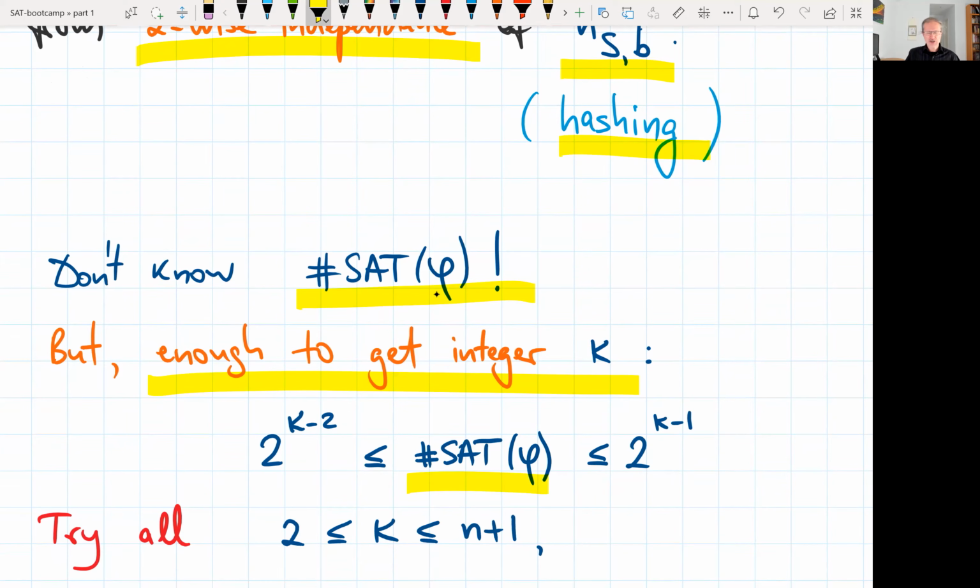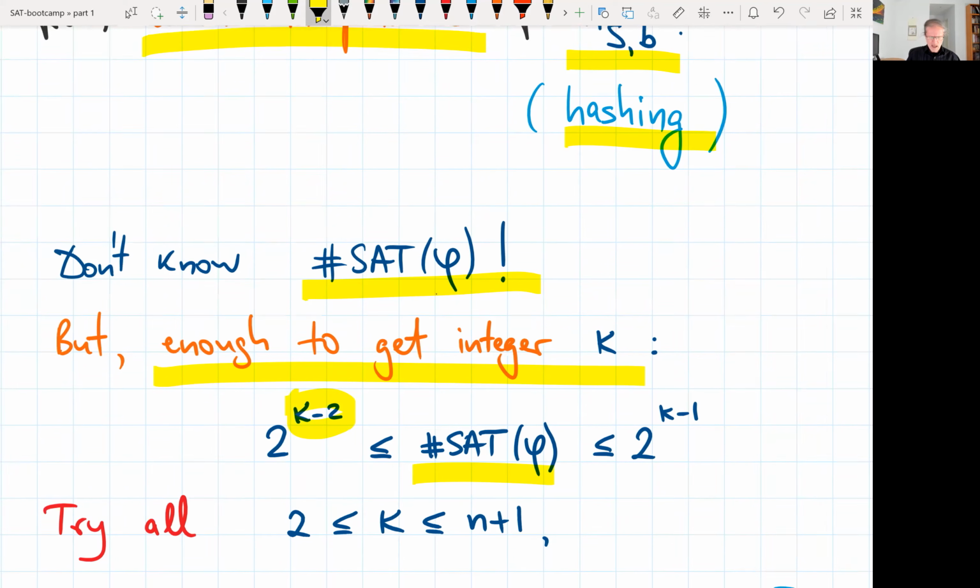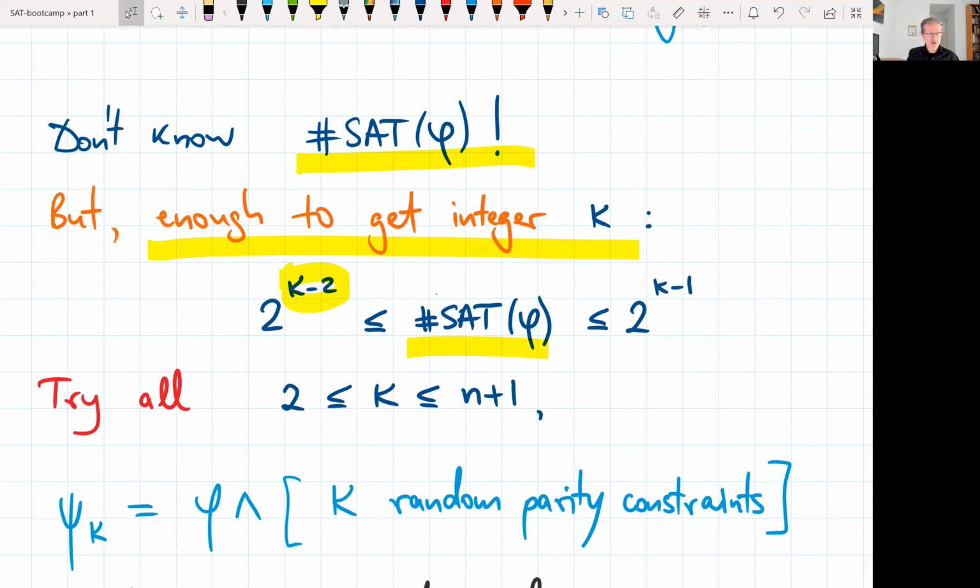Why is it good? Well, there are only n possible factors of 2 to approximate the number of satisfying assignments for phi, because the number of satisfying assignments of phi is some number between 0 and 2 to the n. So the number of powers of 2 is like 2 to the 0, 2 to the 1, 2 to the 2, and so forth, 2 to the n. So there are only about n possibilities for my power k here. And I don't know which k to use, but there are not so many of them, so I will try them all. Okay, and that's how I get the list.